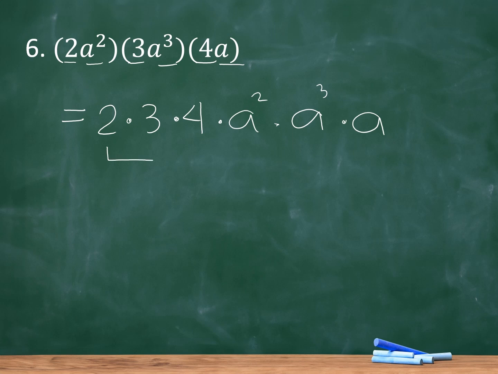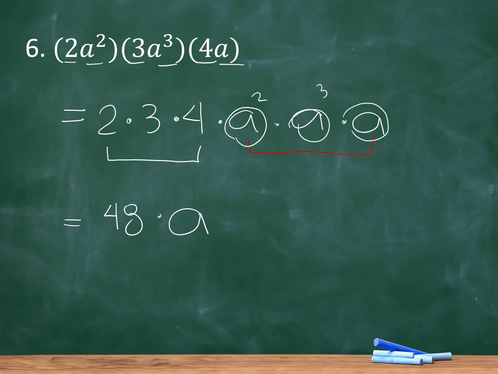So let's multiply our numerical coefficients. 2 times 3 is 6, 6 times 4 is going to be 24. This time we will apply the product of powers rule for these 3 variables. Now, our common base is a, so we will copy the common base a, and then we add the exponents: 2 plus 3 plus an imaginary 1 here. So let's write it here: 2 plus 3 plus 1.